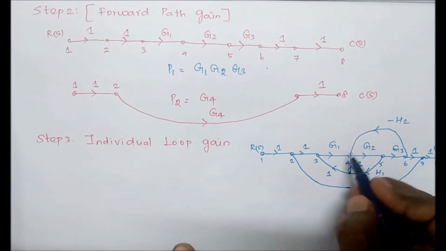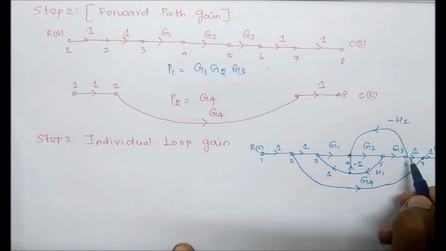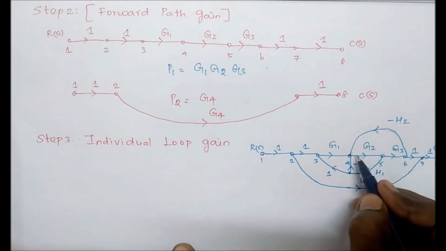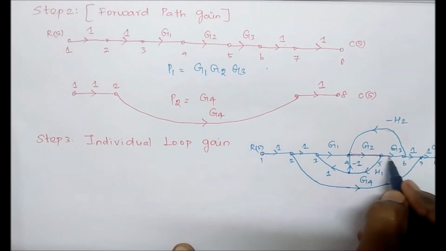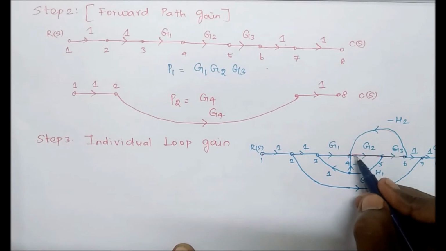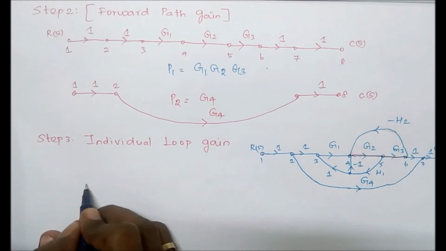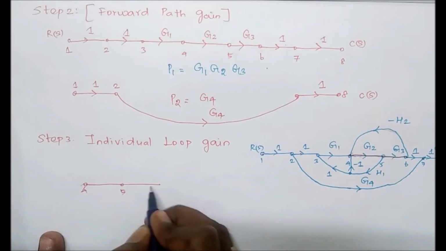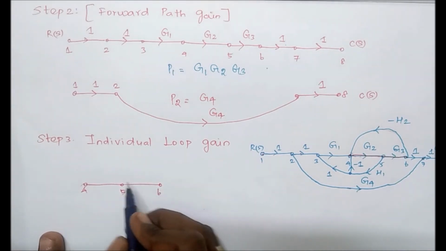But here we see this is the fourth node and this is the sixth node. From the fourth node to the fifth node, the sixth node, and again it is reaching the fourth node. Therefore, we can consider this as an individual loop. So now we can draw it here. This is the first individual loop: 4, 5, 6.